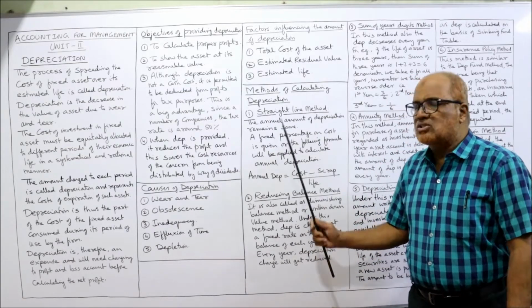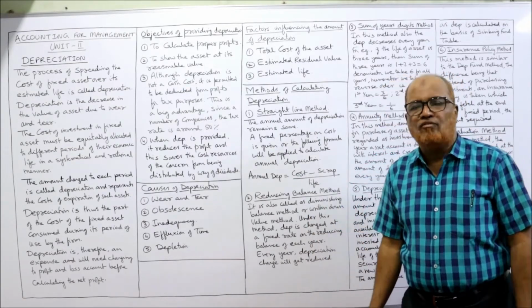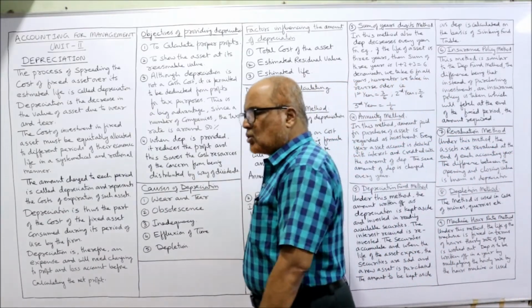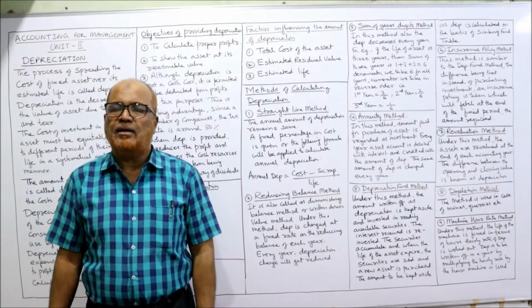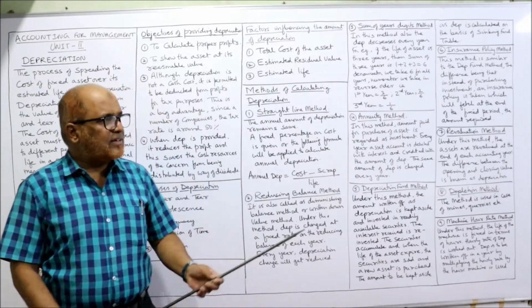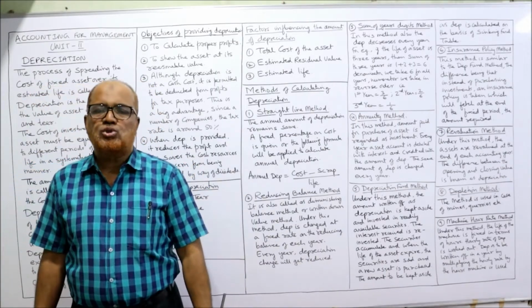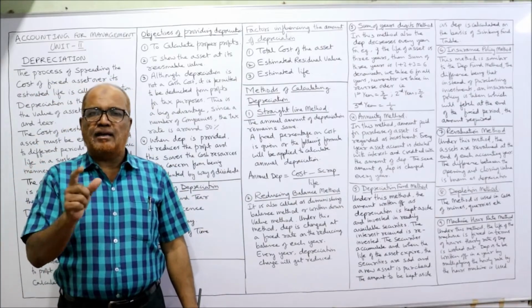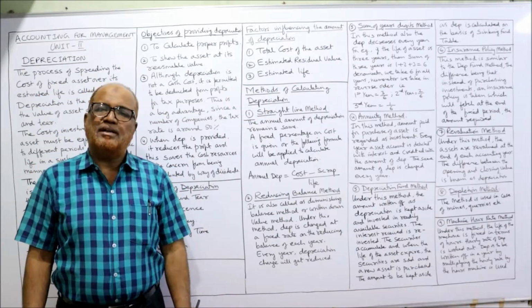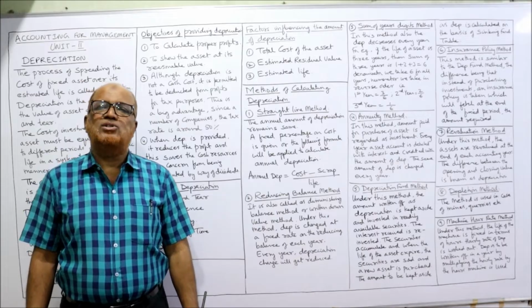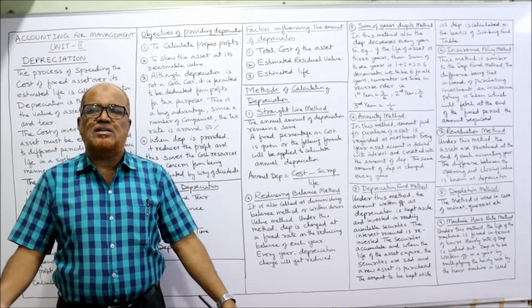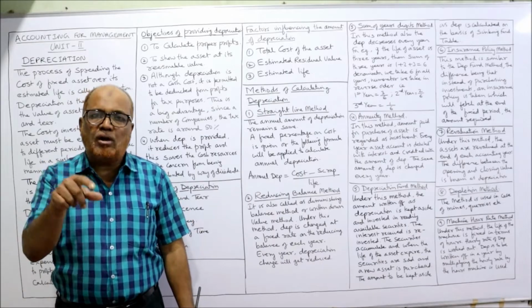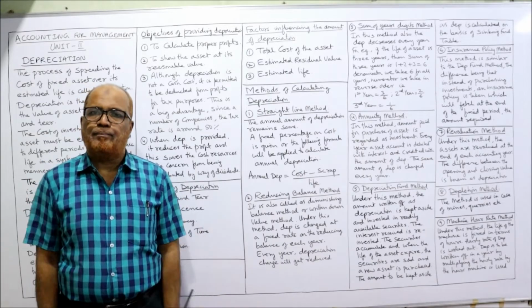Now the last topic in this video is methods of providing depreciation. In examinations, a theory question will be asked: what are the methods of providing depreciation? The first method, the most commonly used method, is the straight line method. This method is also called the fixed installment method. Straight line method, fixed installment method or original cost method all mean the same.